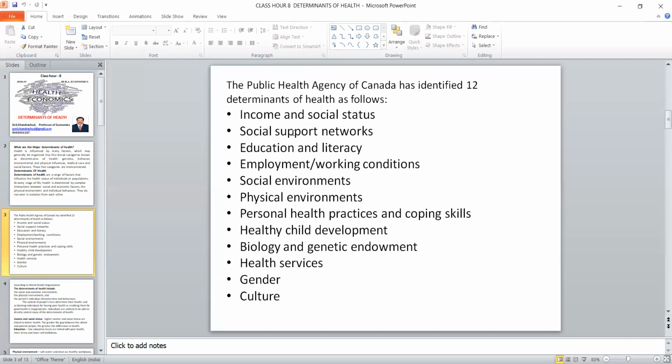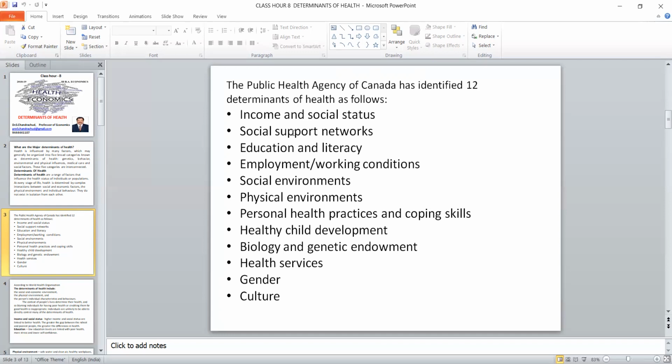The fifth factor is social environment. The sixth factor is physical environment. The seventh factor is personal health practices and how we are coping with health skills. And a major factor is considered to be healthy child development, because if you do it, definitely the health level will improve. One more major factor is biology and genetic endowments, because these are all in our hands. If father and mother have sugar, definitely you are bound to get the sugar.